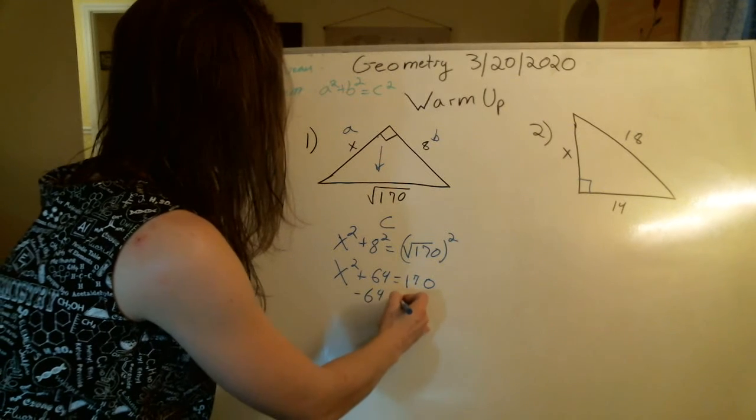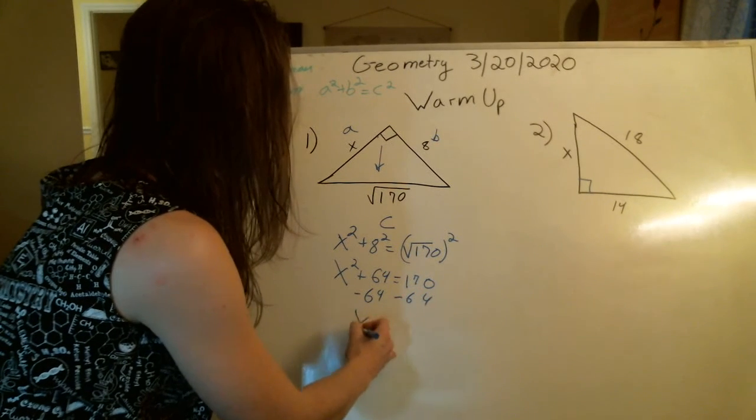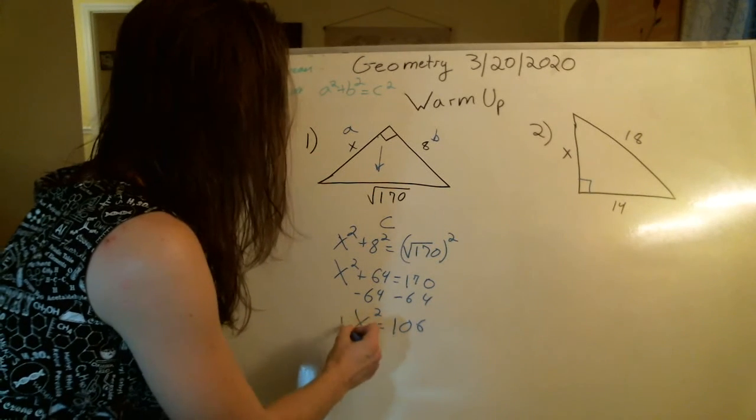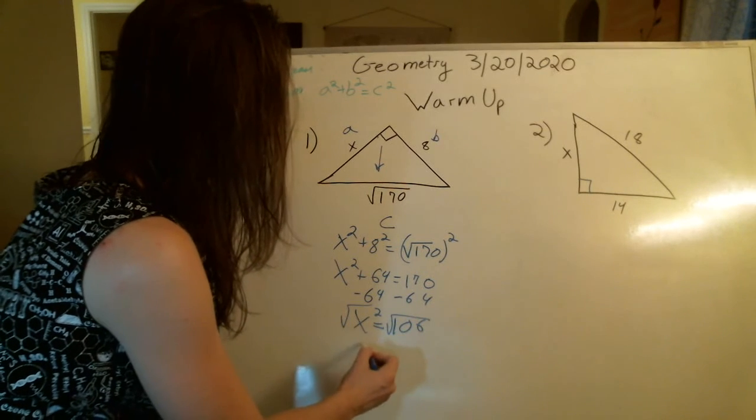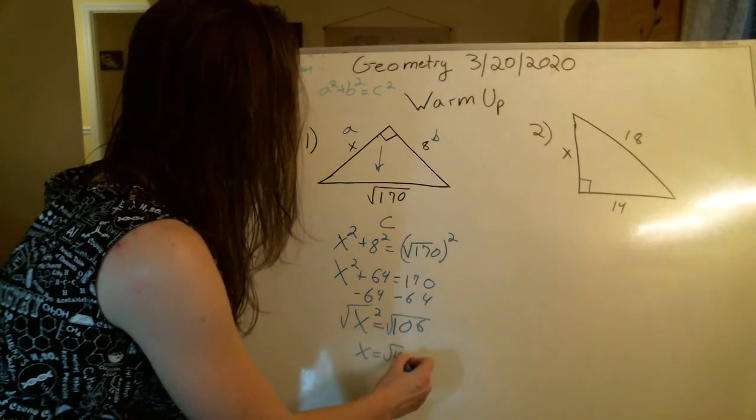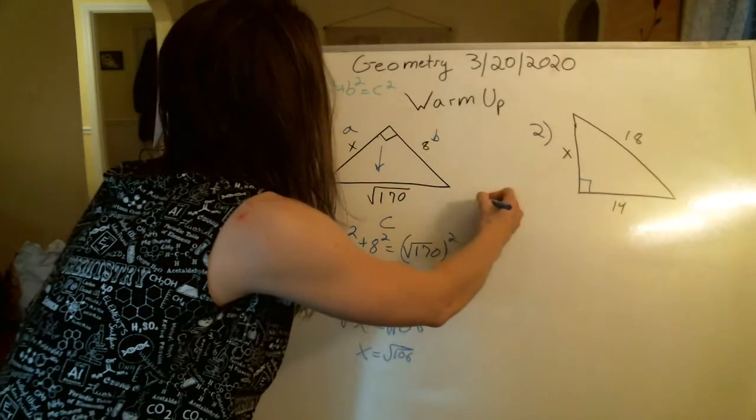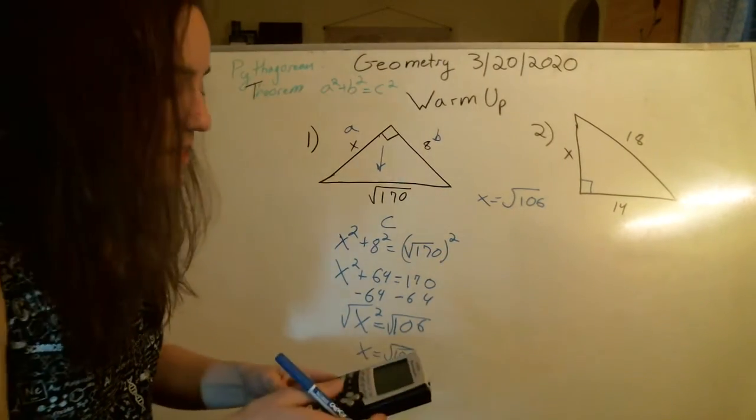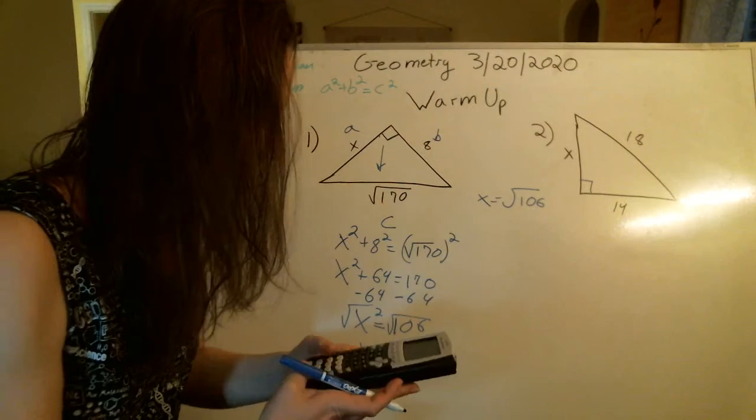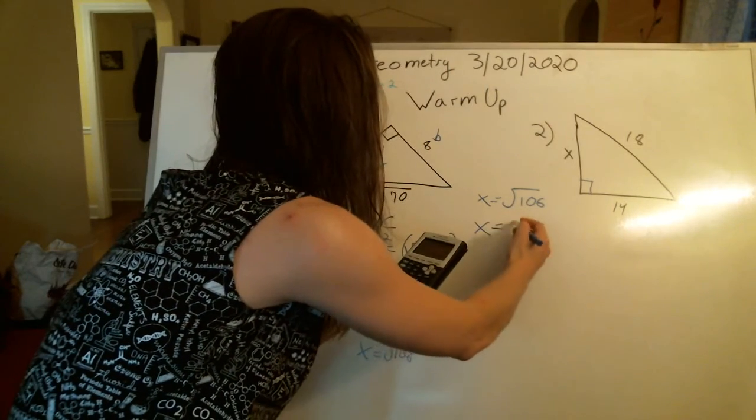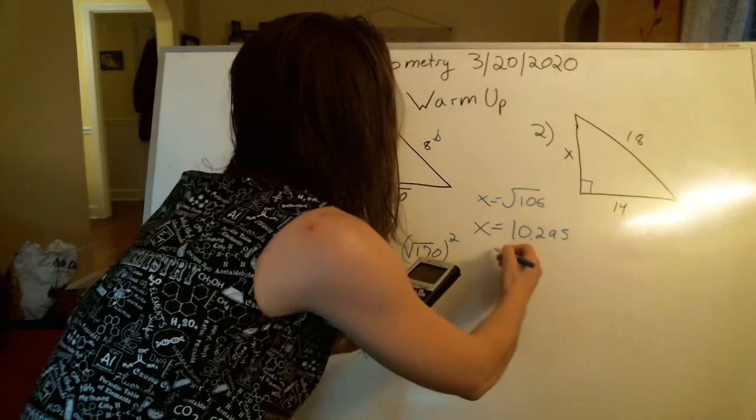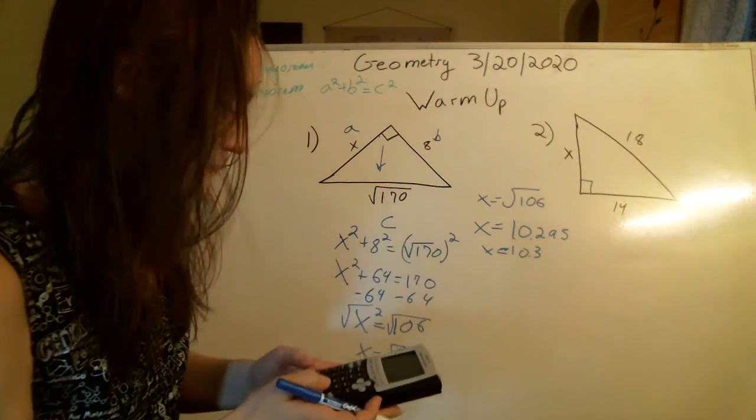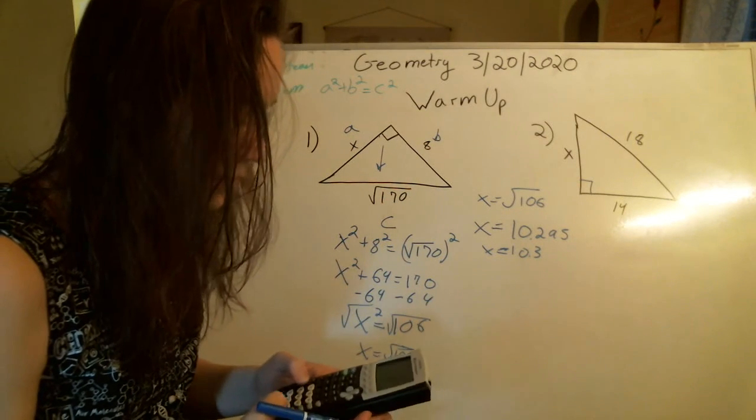Subtract 64 from both sides. Okay, so x squared equals 106. Okay, I'm going to take the square root of both sides. Okay, so x equals root 106. Okay, and if I'm given x equals the square root of 106, I can write it that way. Or I could say, okay, what is the square root of 106? Second square root of 106. And you get x equals 10.295. Or you could say x equals 10.3 if you're rounding a bit. Okay, so that is that problem.